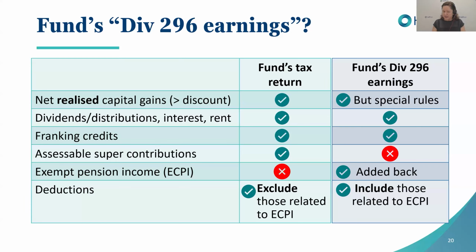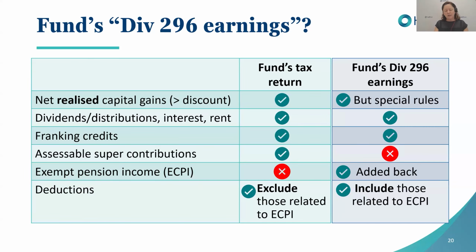In a quirky fate, we add back exempt income. So if we've got pension funds, for Div 296 purposes, it's as if the fund had never been paying pensions. So we add back ECPI.